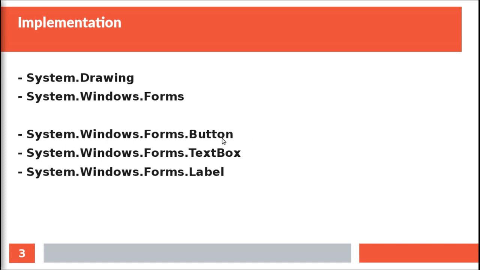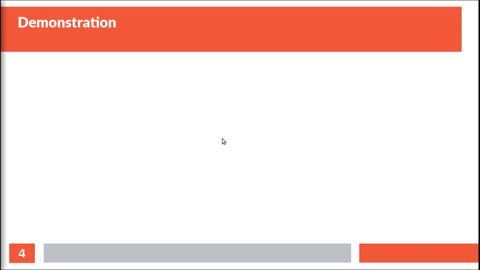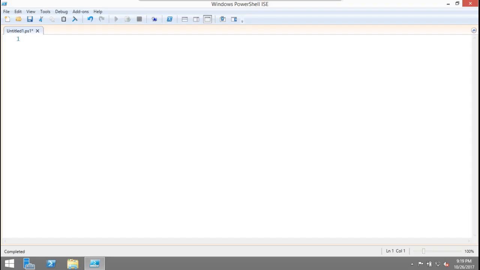Moving to the next, we'll have a demonstration here. In the demonstration, we'll create a function which will have 3 parameters: the title, the message, and the default text. The default text will be displayed in the text box itself. Before we do anything, first we'll load the assemblies and then proceed.